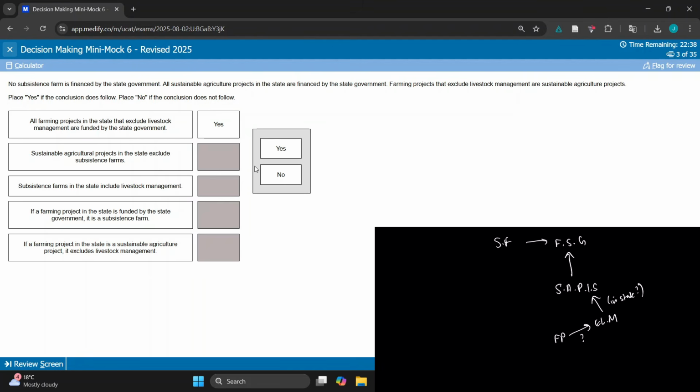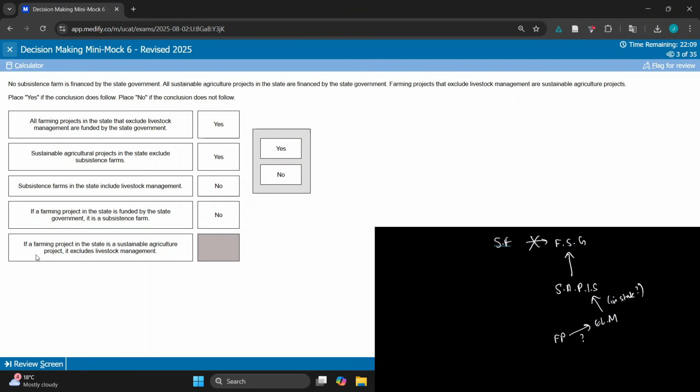Sustainable agricultural products in state exclude subsistence farms. Yes, that must be true because, yeah, that's true. Oh, sorry, I have to put an X here. Yeah. Subsistence farms in the state include livestock management. No. Well, we don't know. I don't think there's a link between one having to include the other one. If a farm project is funded by the state government, it's a subsistence farm. No, that has to be wrong.